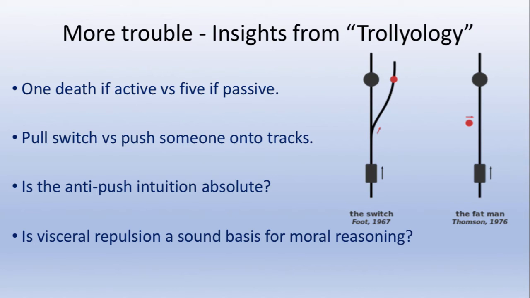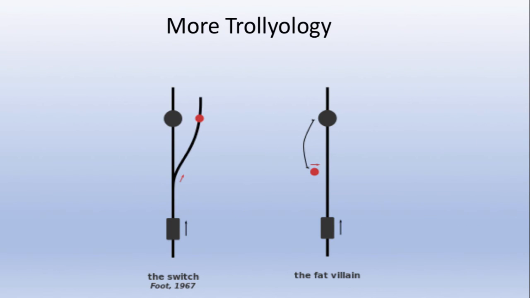You're aware that the result is exactly the same as in the first case. Either 5 people die or 1 person dies. Lots of people who are willing to pull the switch are not willing to push somebody off the footbridge. Why is that? Is there some particular taboo against making physical contact and pushing somebody off? And is that visceral repulsion a sound basis for moral reasoning? More trolleyology. On the left is the original diagram.